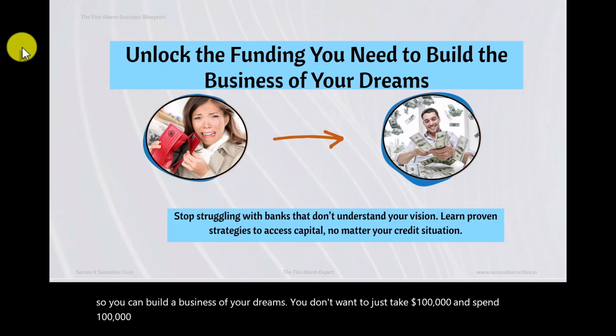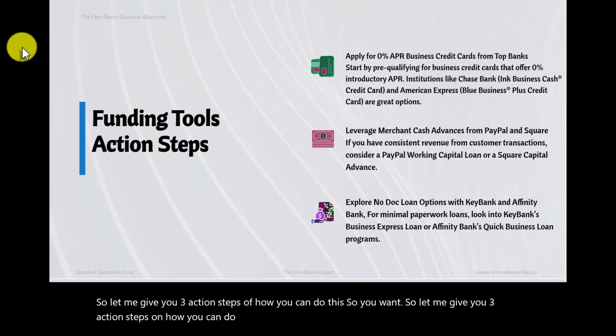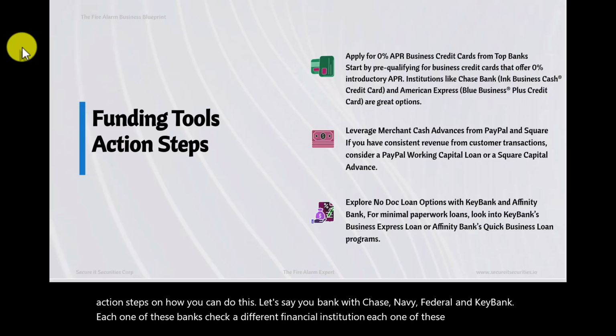The goal is to get $100,000 and then get $200,000. So let me give you 3 action steps of how you can do this. Let's say you bank with Chase, Navy Federal, and Key Bank. Each one of these banks check a different consumer reporting agency.